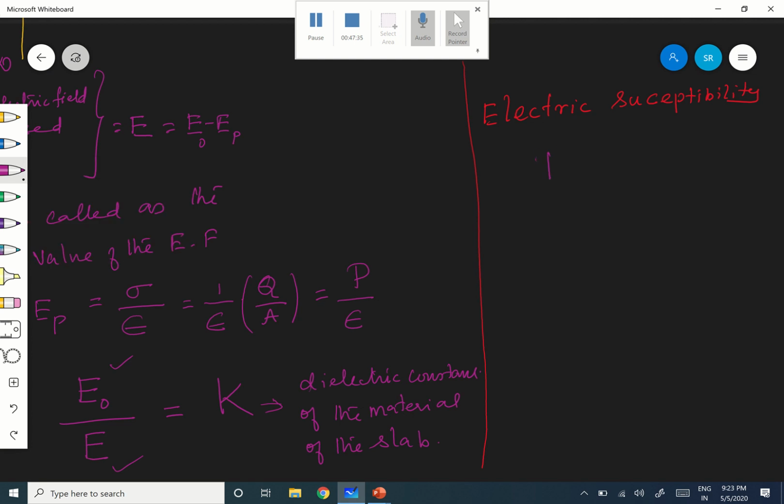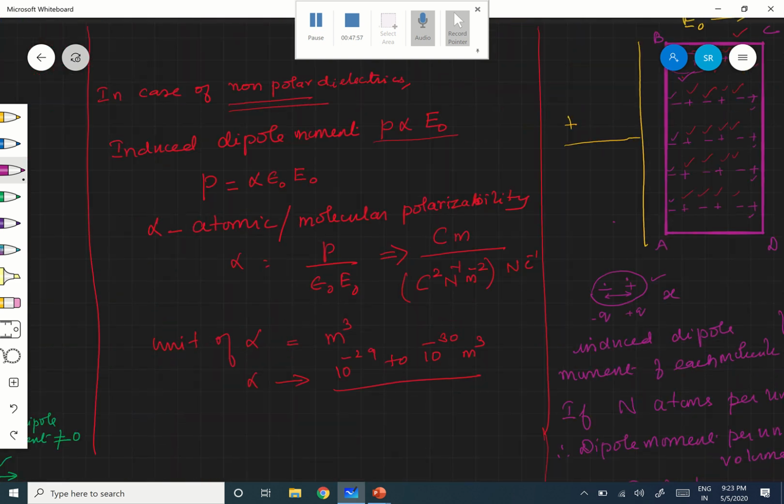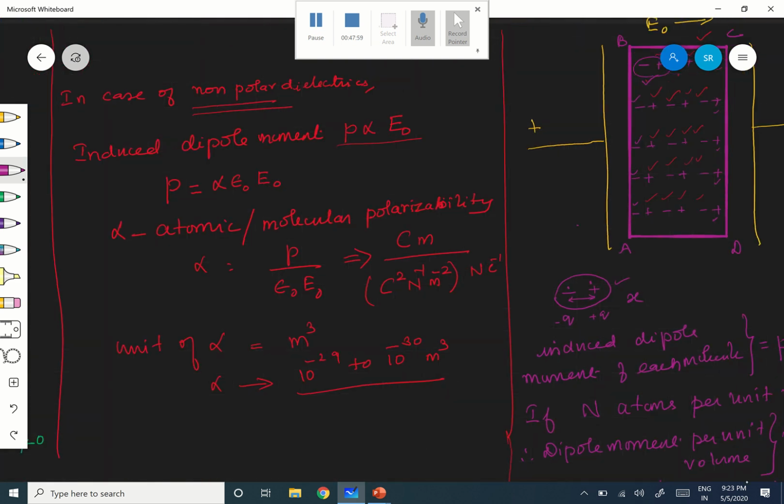P is directly proportional to the reduced value of the electric field. That is, the dipole moment density is directly proportional to the reduced value of the electric field. Can you recall the previous one? In the case of a single molecule, the induced dipole moment of a single molecule is directly proportional to the external field. Therefore, P is equal to alpha epsilon naught E naught.